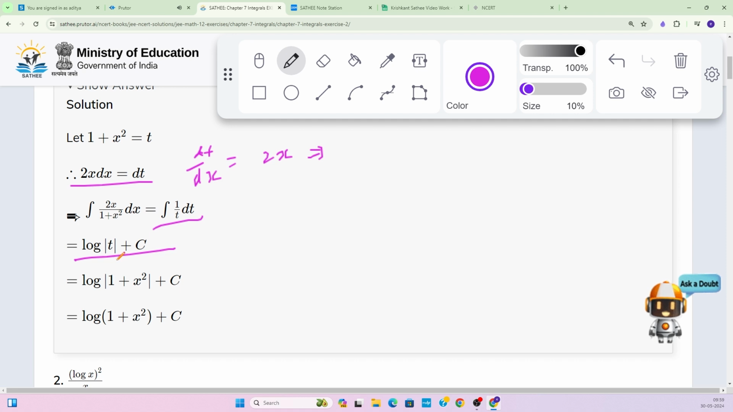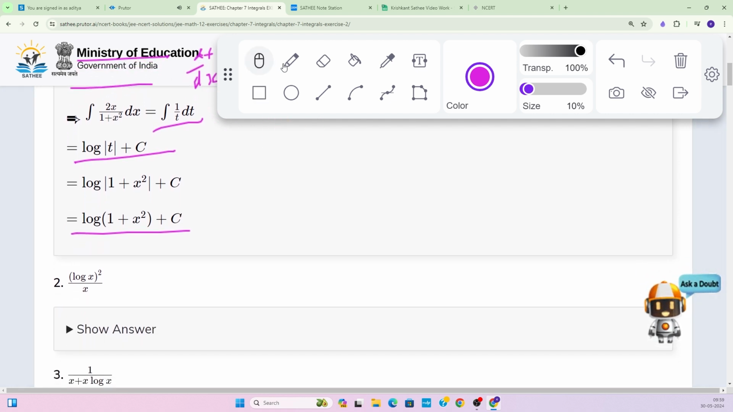Replacing t as 1 plus x square gives you the final answer as log of 1 plus x square plus c. Why can we remove the modulus? As x square is always positive, 1 plus x square is always going to be positive and greater than or equal to 1. That's why we can easily remove our modulus.